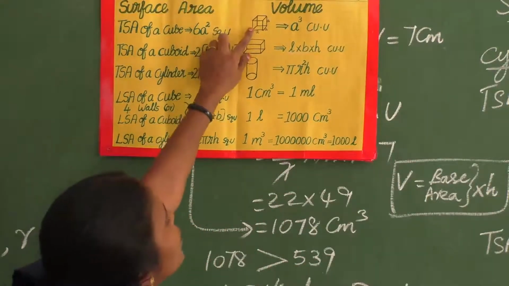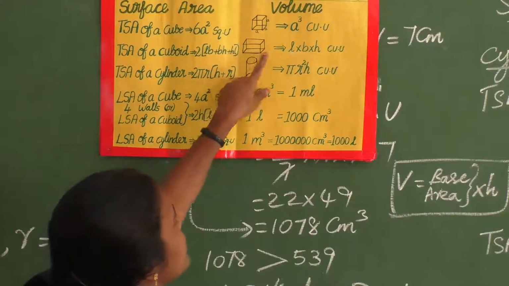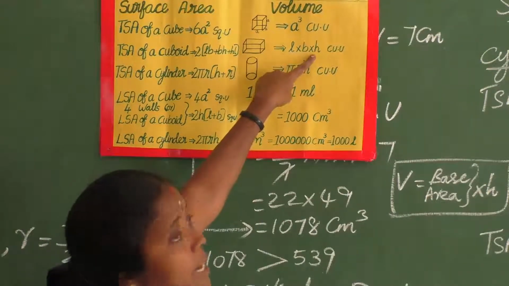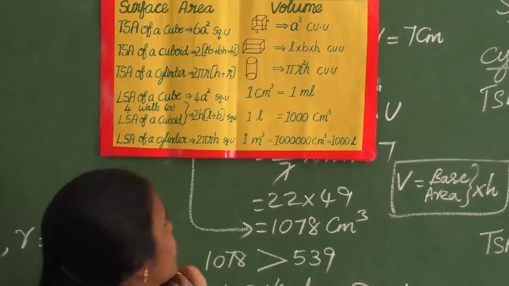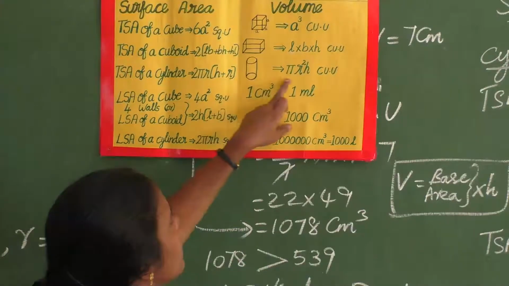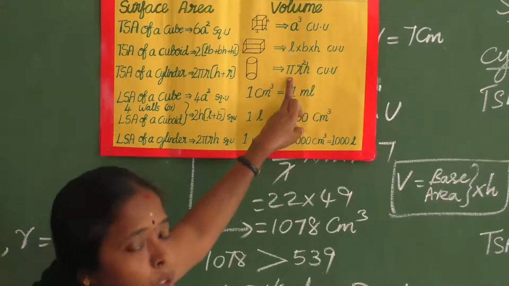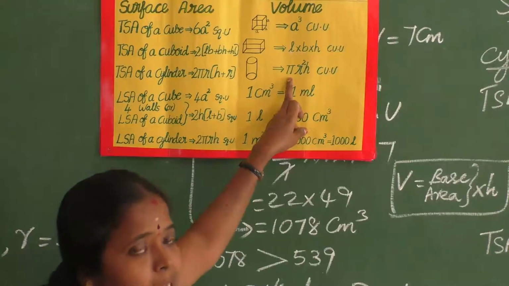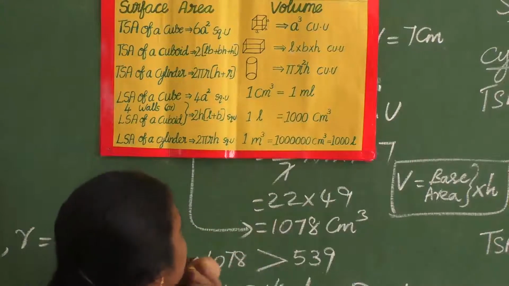So the volume of the cube is a³ cubic units. The volume of the cuboid is l × b × h. Otherwise, how do you tell? Base area into height, cubic units. Cylinder volume is πr²h cubic units. The value of π we already know is 3.14 in decimal form, and the fractional value is 22/7. Clear?